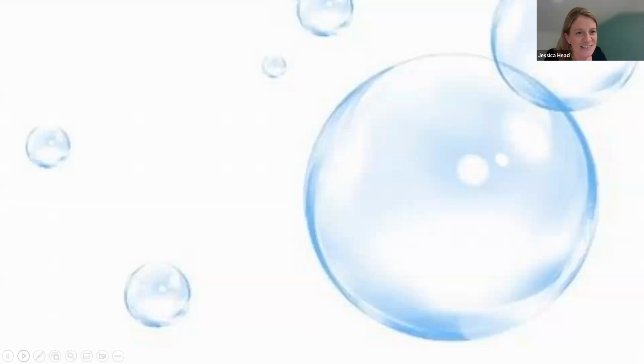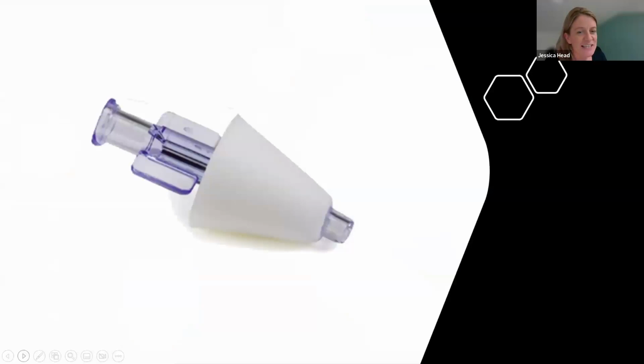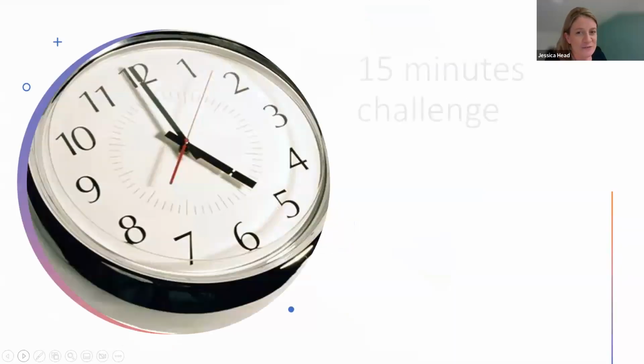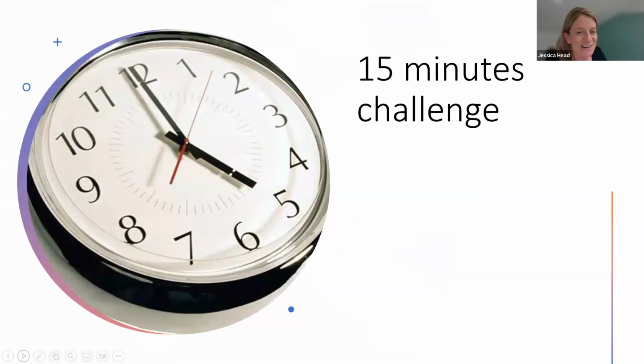Well, the first thing is bubbles. And I'm sure anybody who I've worked with and a lot of people working in pediatric emergency care will appreciate how useful bubbles can be in your pocket. The second thing for you to consider purchasing is this device. This is a mucosal atomization device. Okay, I've got 15 minutes and I don't want to talk too quickly, but we've got a bit to get through.